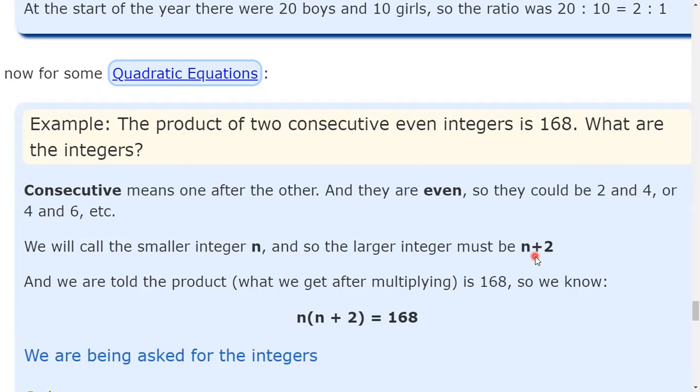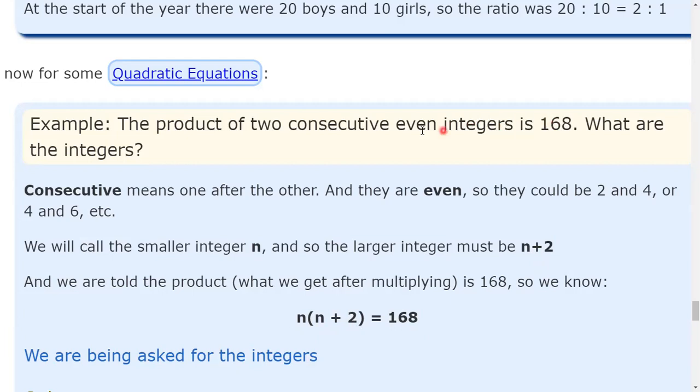Are you getting this? Because if you select 2, 2 more, 4, 2 more, 6, 2 more, 8. So every time we are adding 2 from where we are starting. It doesn't matter. So n is the first integer, so the next is n plus 2. And we are told the product we get after multiplying is 168. So if we select n as the first even integer, the next one will be n plus 2, and if we multiply, the product is 168. That is given also in the question.